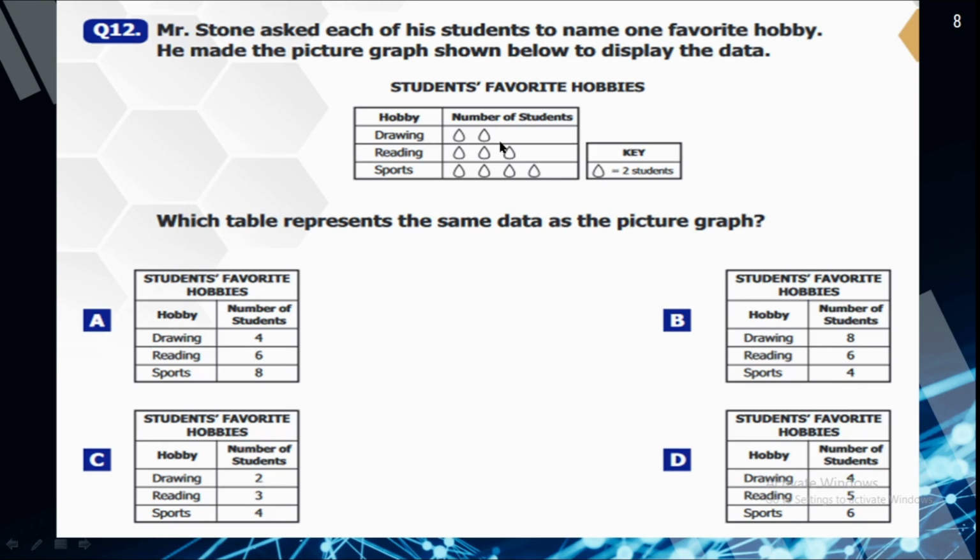So in drawing, 2 drops are there, so 2 twos are 4 students are participating, and in reading 3 drops are there, so 3 twos are 6, and in sports 4 twos are 8. So we have the numbers as 4, 6 and 8. So A is the correct option because this table is representing the same data as in the picture graph.